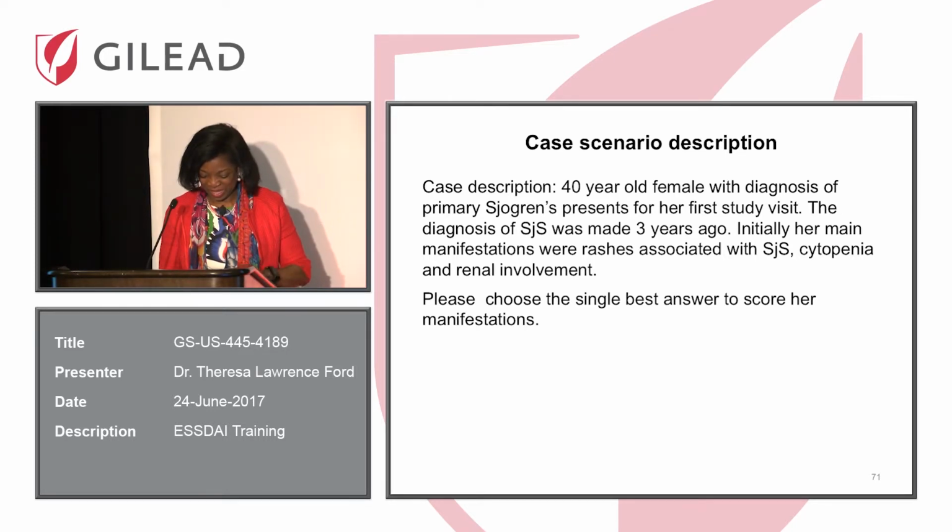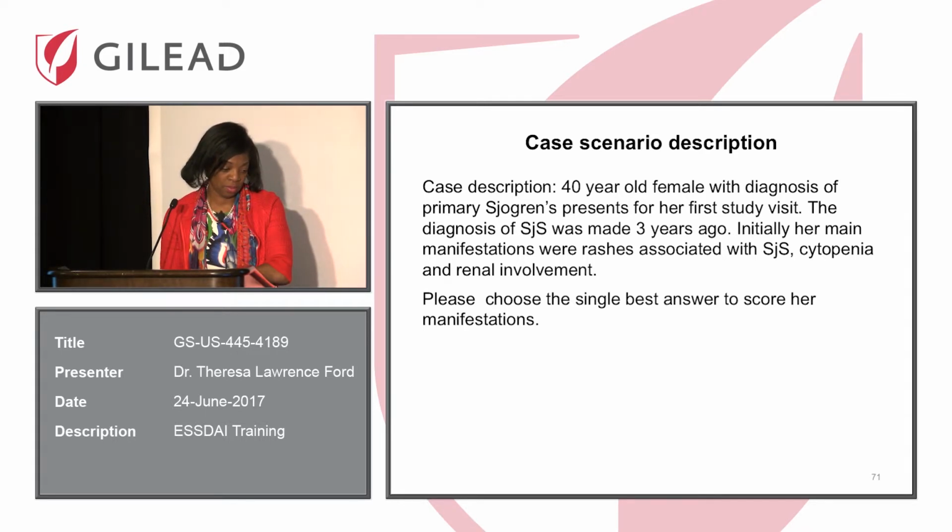We need some wake-up music. So this case is a 40-year-old female with a diagnosis of primary Sjogren's, and she presents at her first study visit. The diagnosis of Sjogren's syndrome was made 3 years ago. Initially, her main manifestations were rashes associated with Sjogren's syndrome, cytopenia, and renal involvement. Please choose the single best answer to score her manifestations.